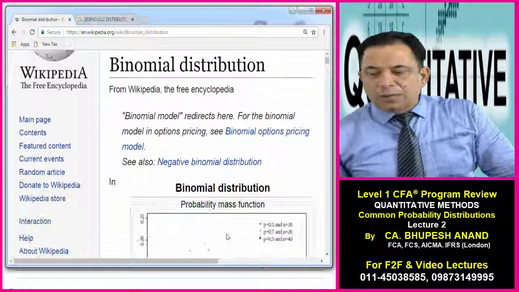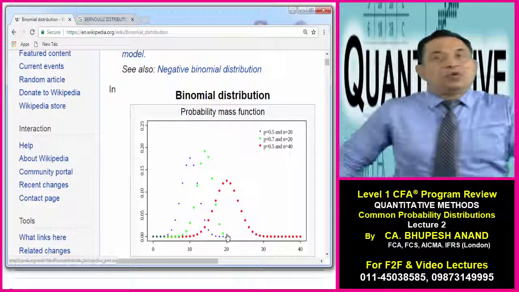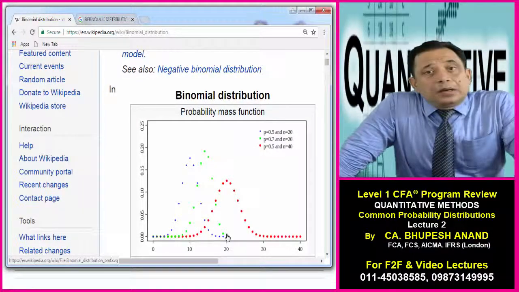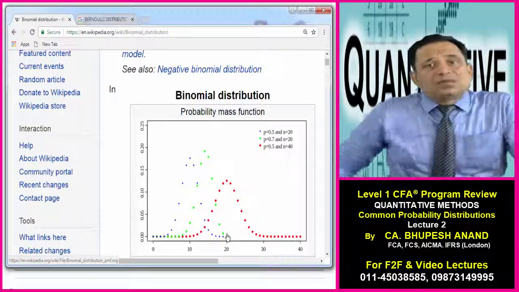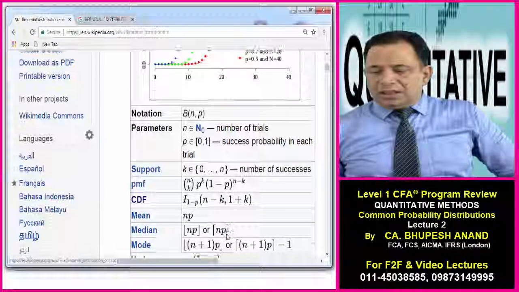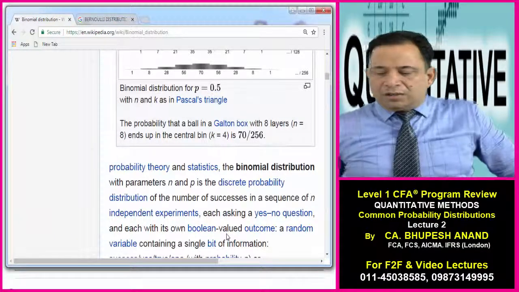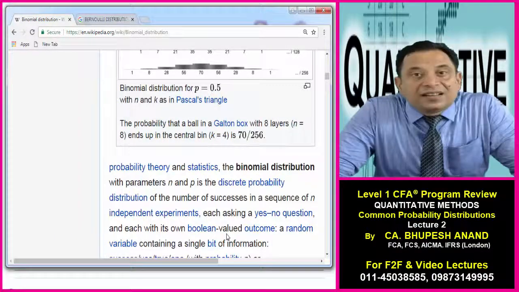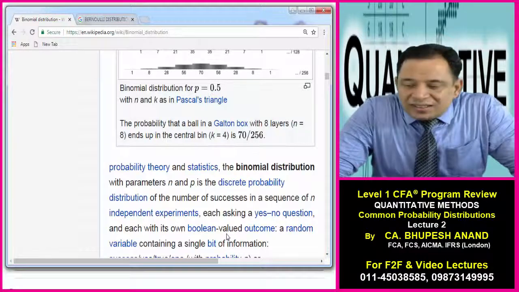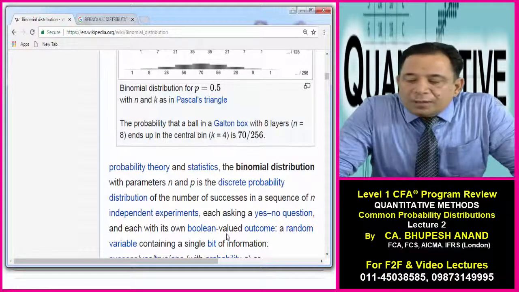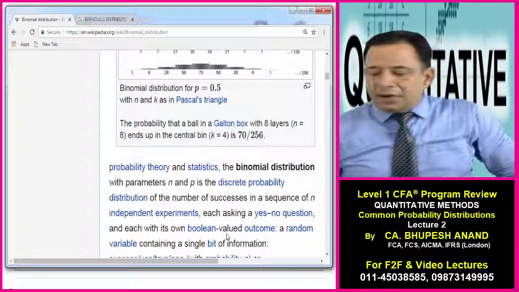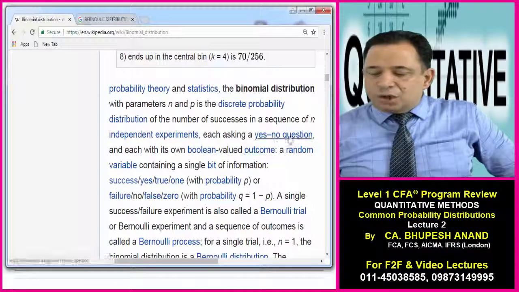And if I say binomial distribution, as per Wikipedia, it is a random variable which has two outcomes, yes or no. The binomial distribution with parameters n and p is a discrete distribution, not a continuous one. It is a discrete probability distribution of the number of successes in a sequence of n independent events, each asking a yes or no question.